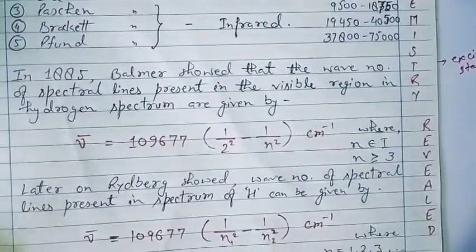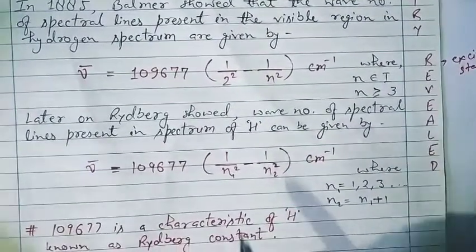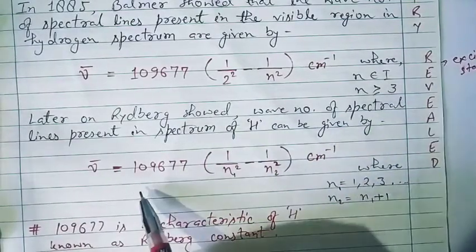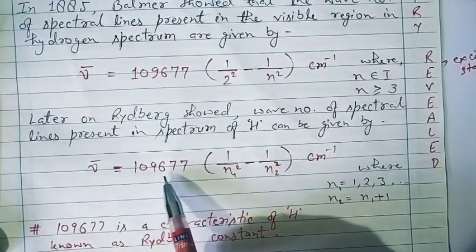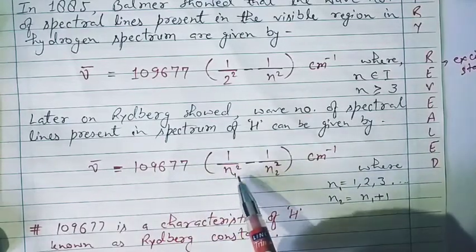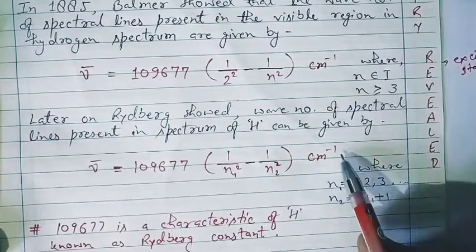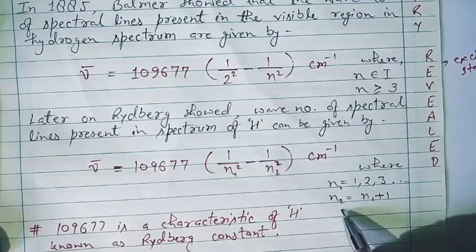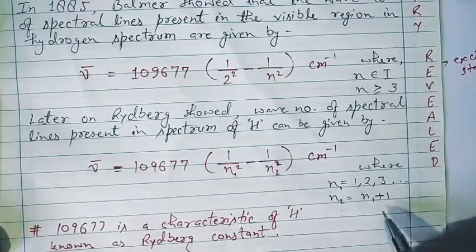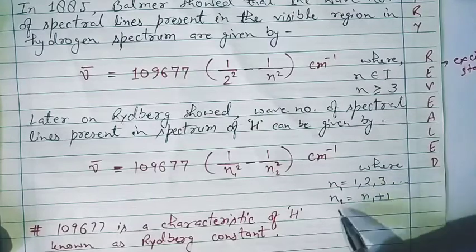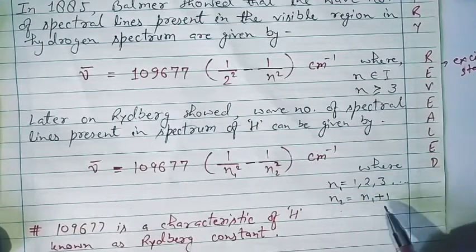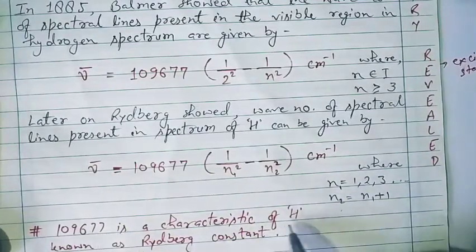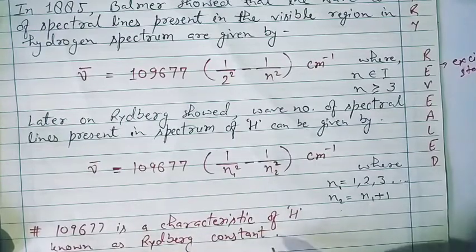But later on there was a scientist named Rydberg. Rydberg showed that the wave number of spectral lines present in the spectrum of hydrogen can be given by this formula: nu bar is 109677 (1/n1² − 1/n2²) cm⁻¹, where n1 is 1, 2, 3, 4, any integer, and n2 is one more than n1, that is n1 + 1. If we put n1 as 1 then n2 will be 2, if n1 is 2 then n2 will be 3, and so on. This number 109677 is a characteristic of the hydrogen atom, known as the Rydberg constant.